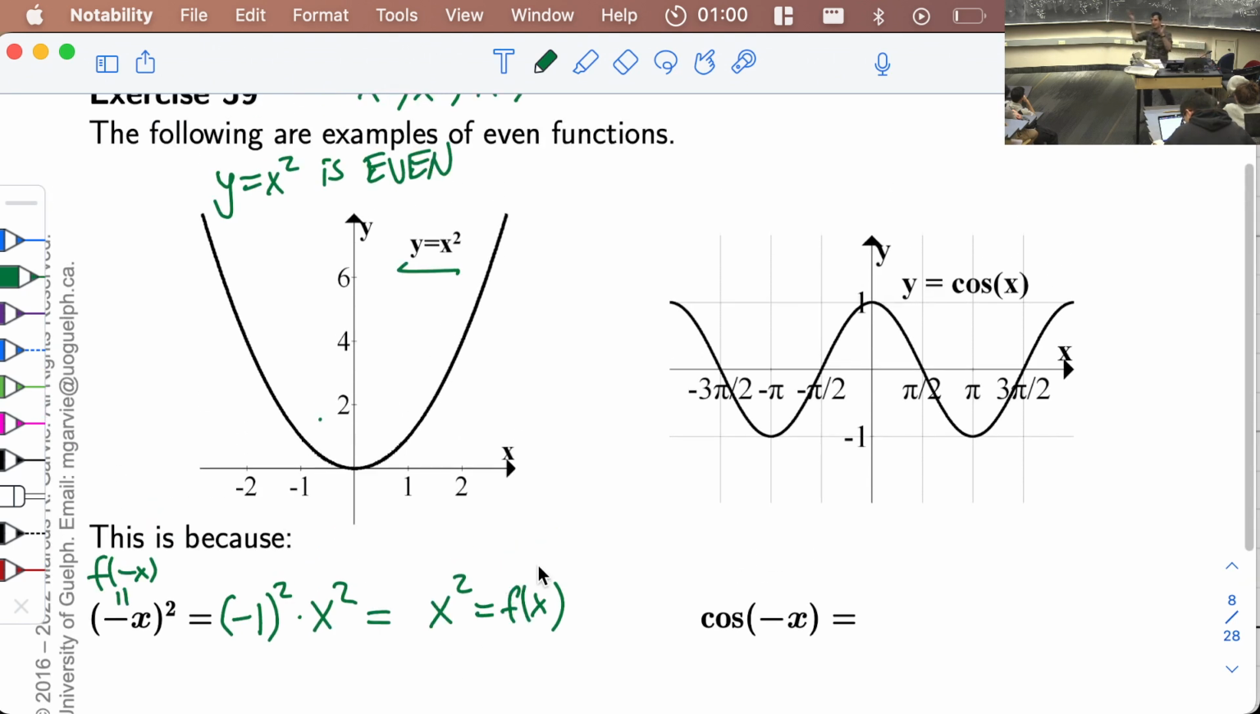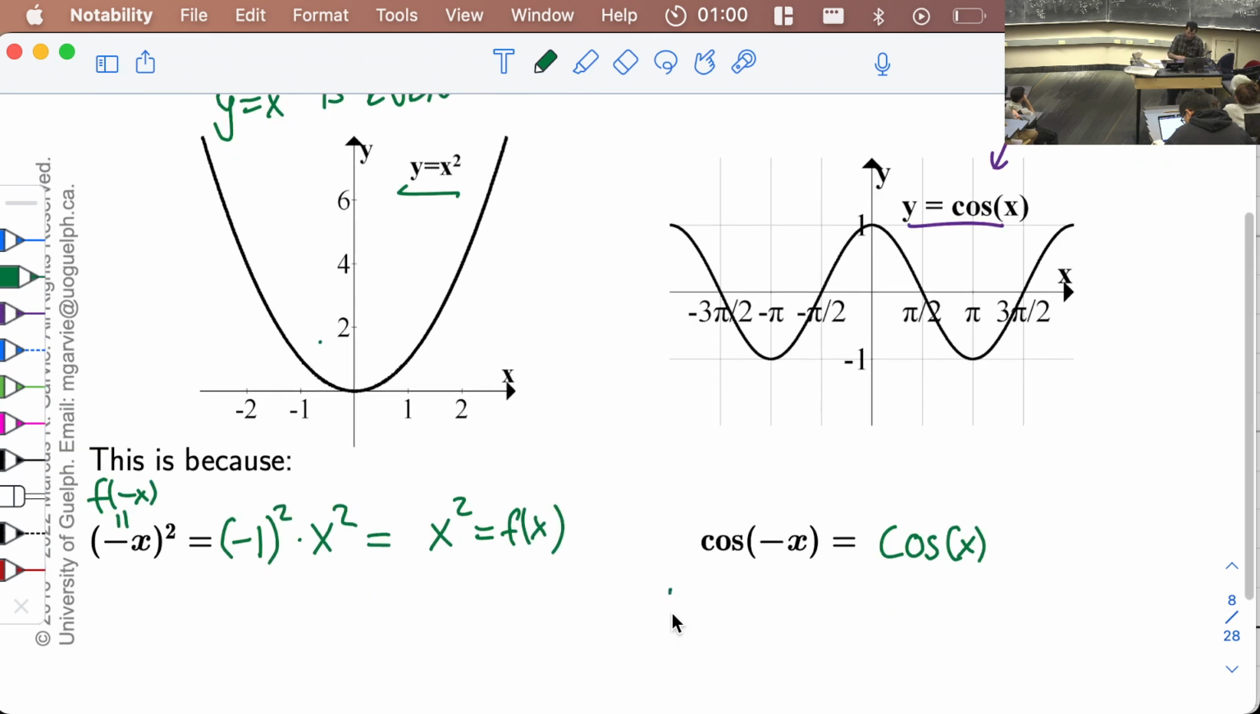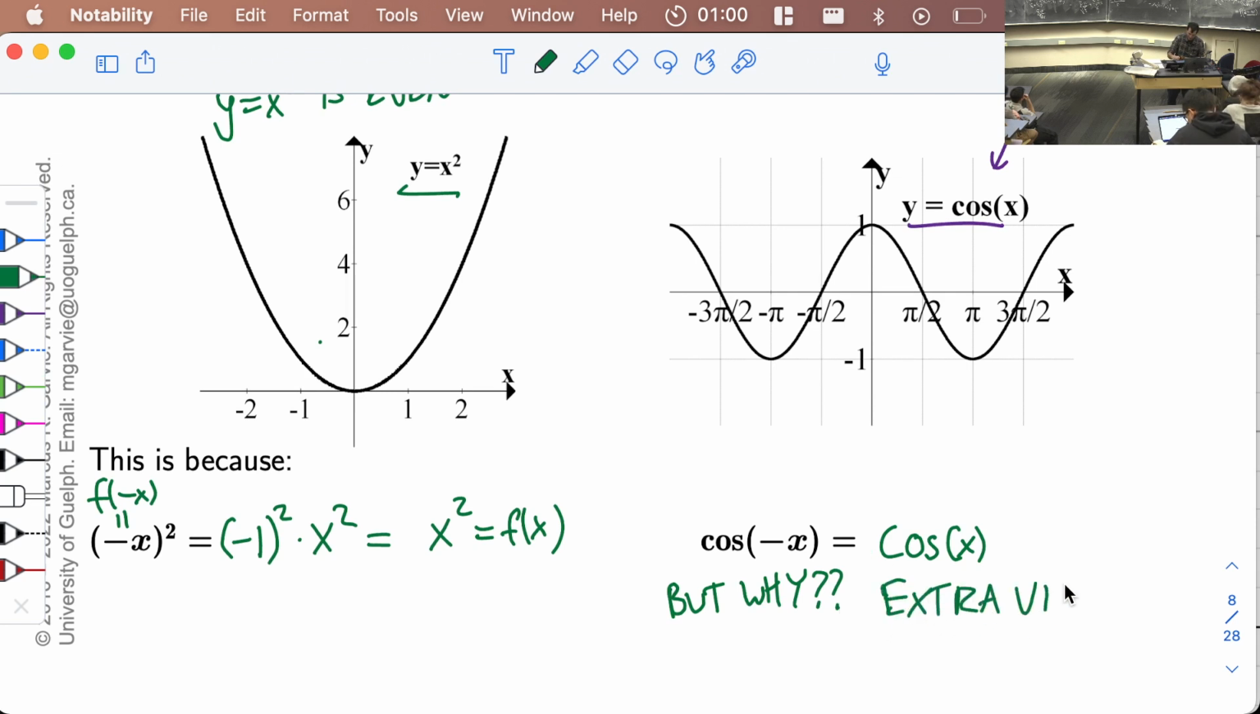You can see that in the graph of the function, it has this symmetry about the axis. The same thing holds for cosine. So cosine is also even. Why is cosine of x even? Well, the mathematical answer: cosine of x is even because cosine of minus x equals cosine of x. Okay, but why? I will post why in an extra video, and I'll explain why.